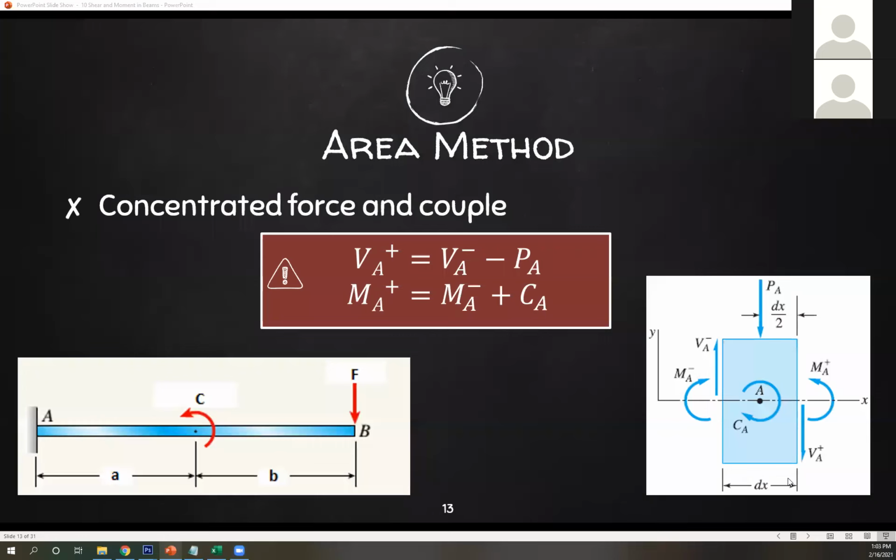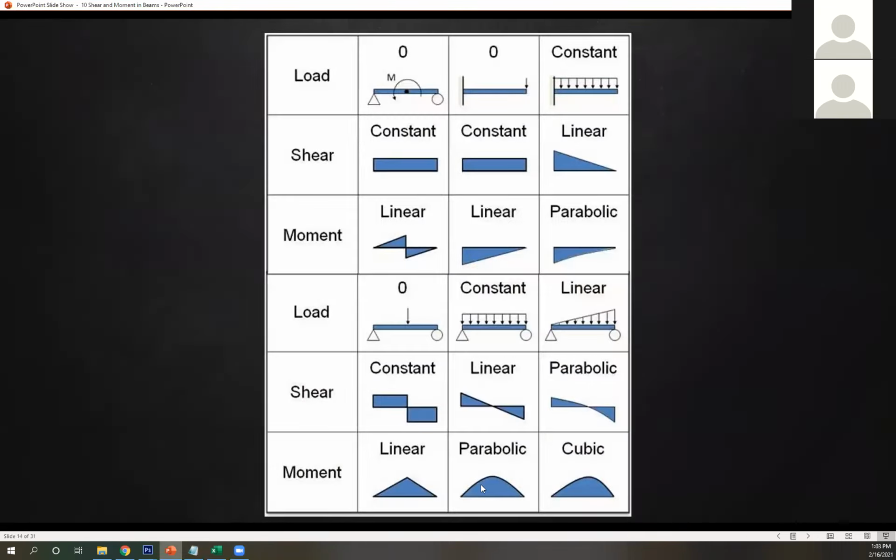So shear force on the right equals shear force on the left minus your point load. Then moment. So moment on the right equals moment on the left plus your couple. This is an example of a couple. This is an example of your point. So it's basically the same. So look here. Here's a summary of the moment diagrams or the diagrams of different types of load.